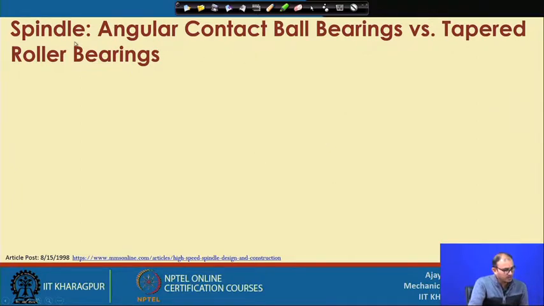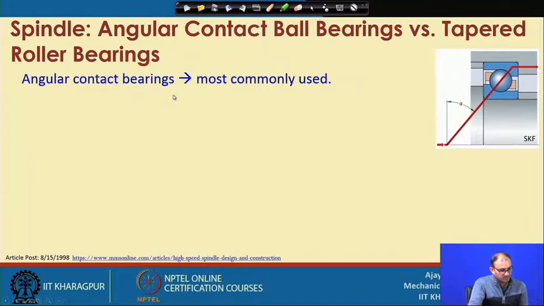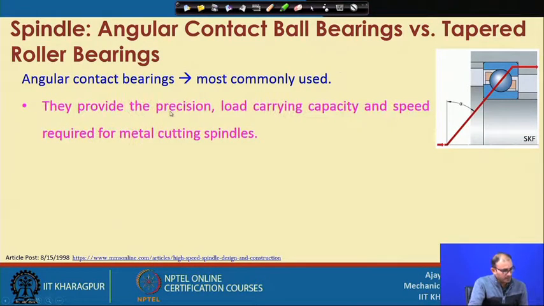Now, these are the two different types of bearings which are routinely used for the high speed spindle: the angular contact ball bearing and the taper roller bearing. So, what is this angular contact ball bearing? This is the commonly used ball bearing, used for different applications. They provide the precision, load carrying capacity and speed required for metal cutting spindles.